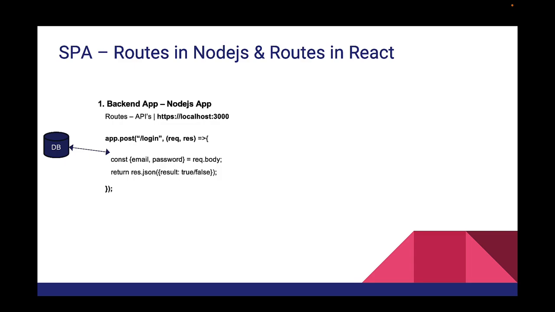And the backend app does not contain only one route. It could contain multiple routes segregated in different files, or whatever way you want to write it.